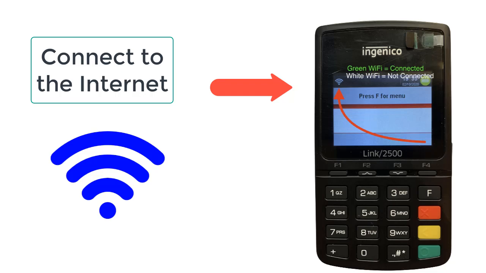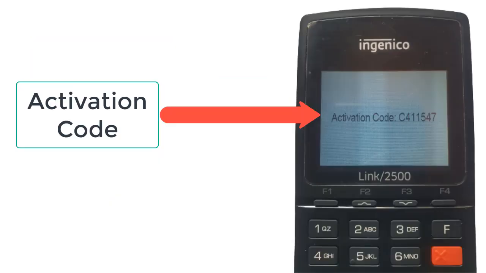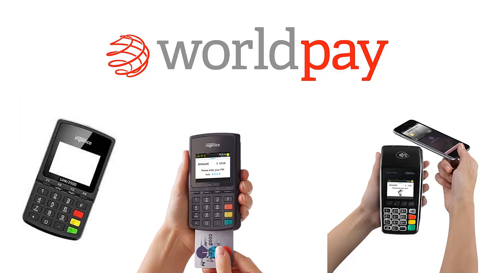After the terminal has established an internet connection, an activation code will be displayed on the terminal screen. Please note that the activation code will refresh after every 15 minutes, so be sure to recheck your terminal screen for the latest code. You can then proceed to activate the terminal as follows.